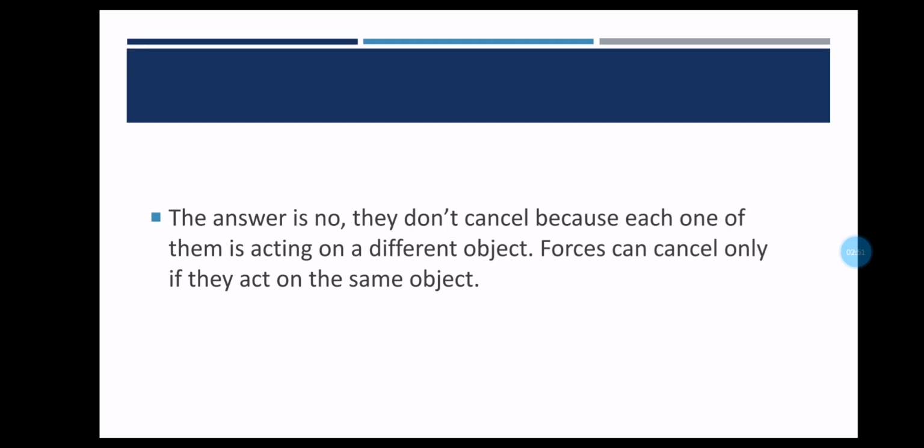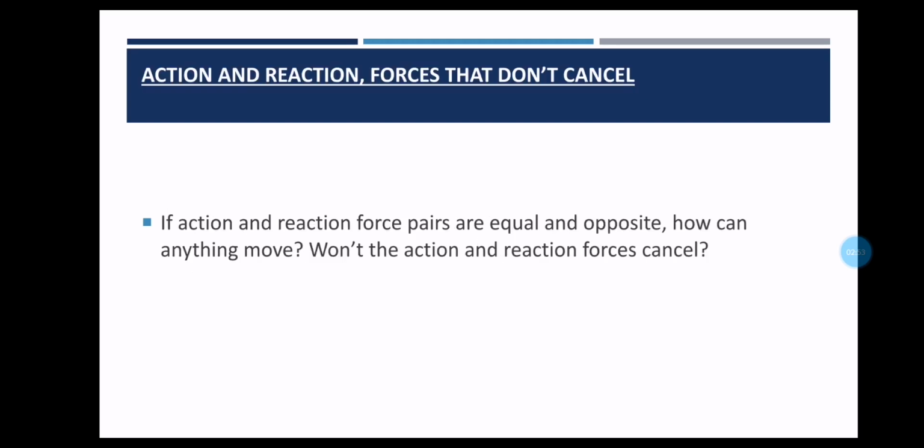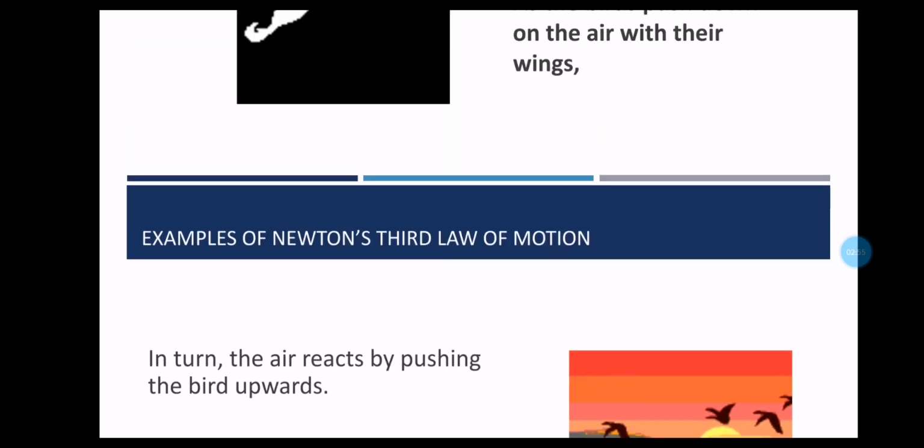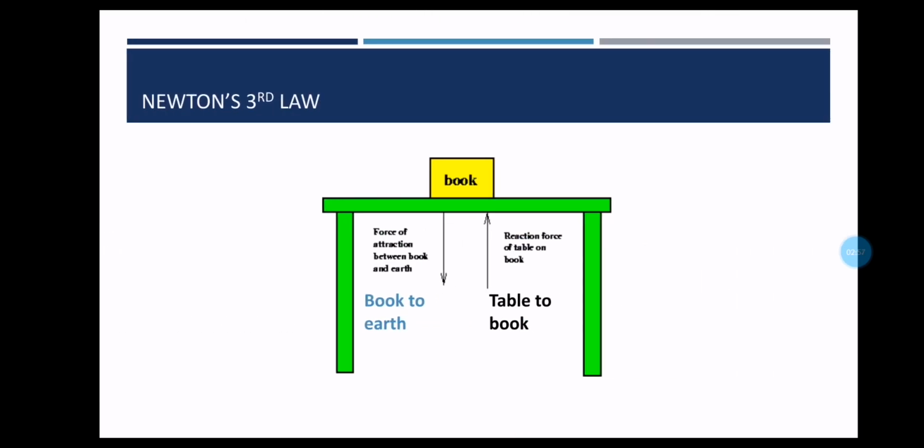So if you remember the example of the book and the table, let's go back to it. The first force is the attraction between the book and Earth, so I have these two objects. In the second force, I have the table applying a force on the book. So the two forces aren't applied on the same object. This is why they don't cancel.